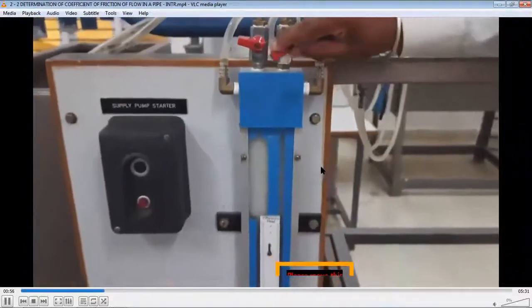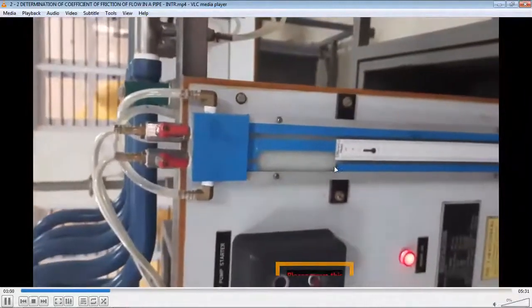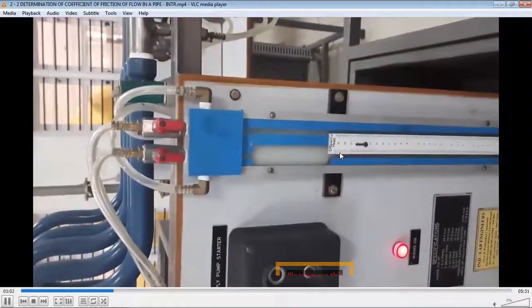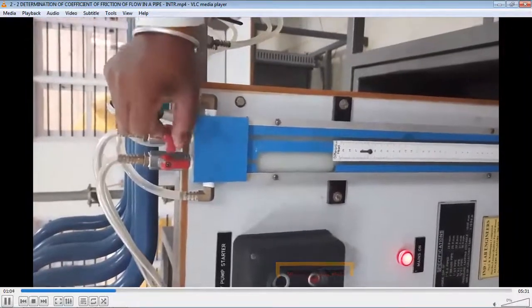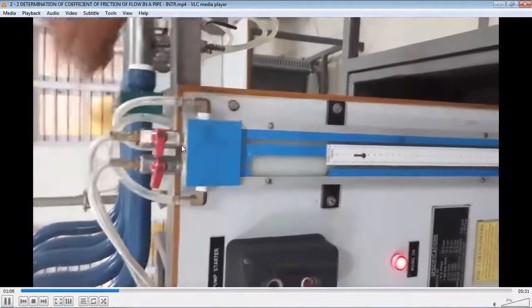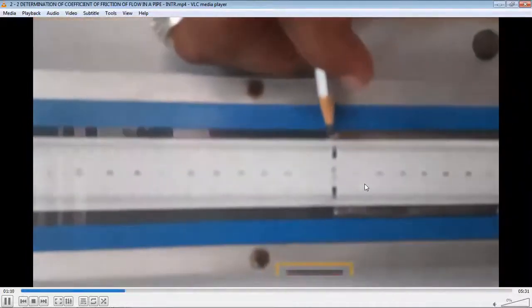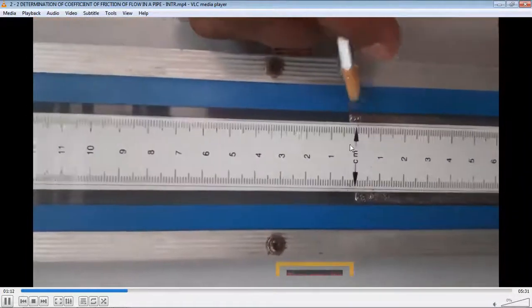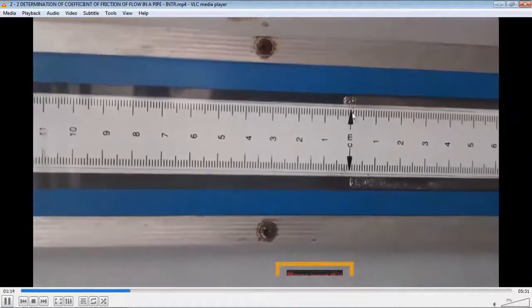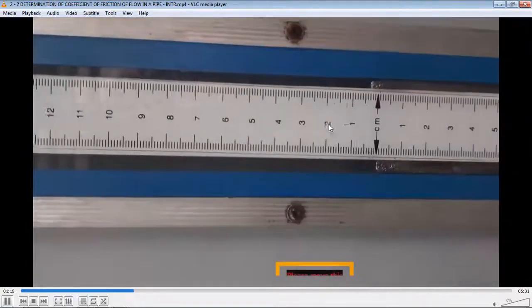Now, only once we have to do this, to remove the air bubbles stored in the U-tube. Leave it for 10 or 20 seconds. After that you should close that, then only you'll get the reading. Here you can see some pressure difference will be there. That pressure difference should be noted down.